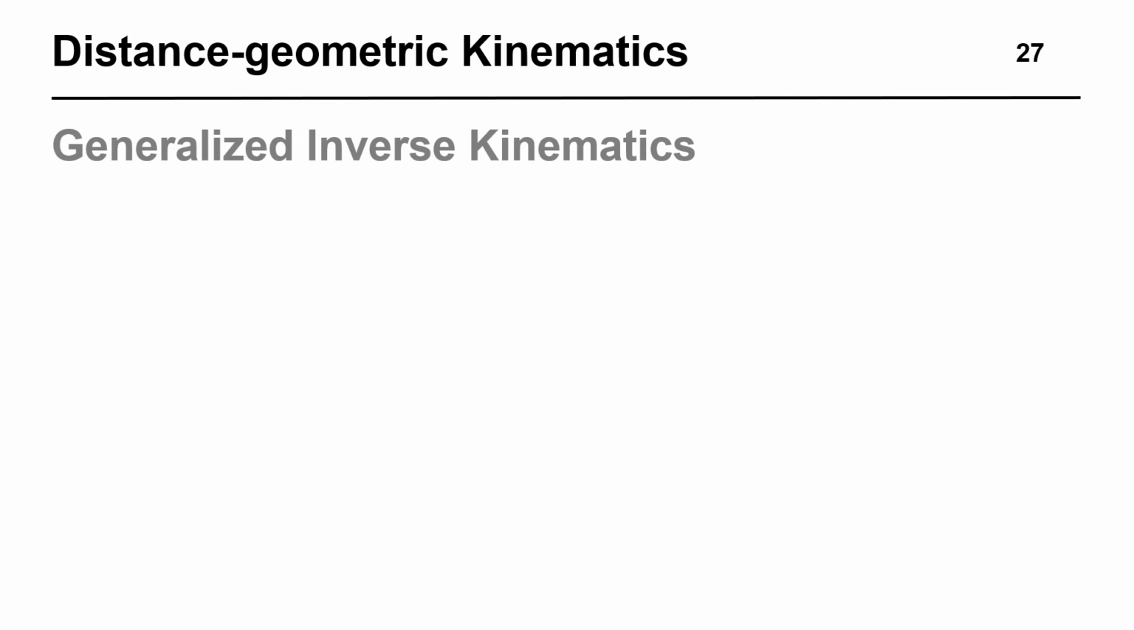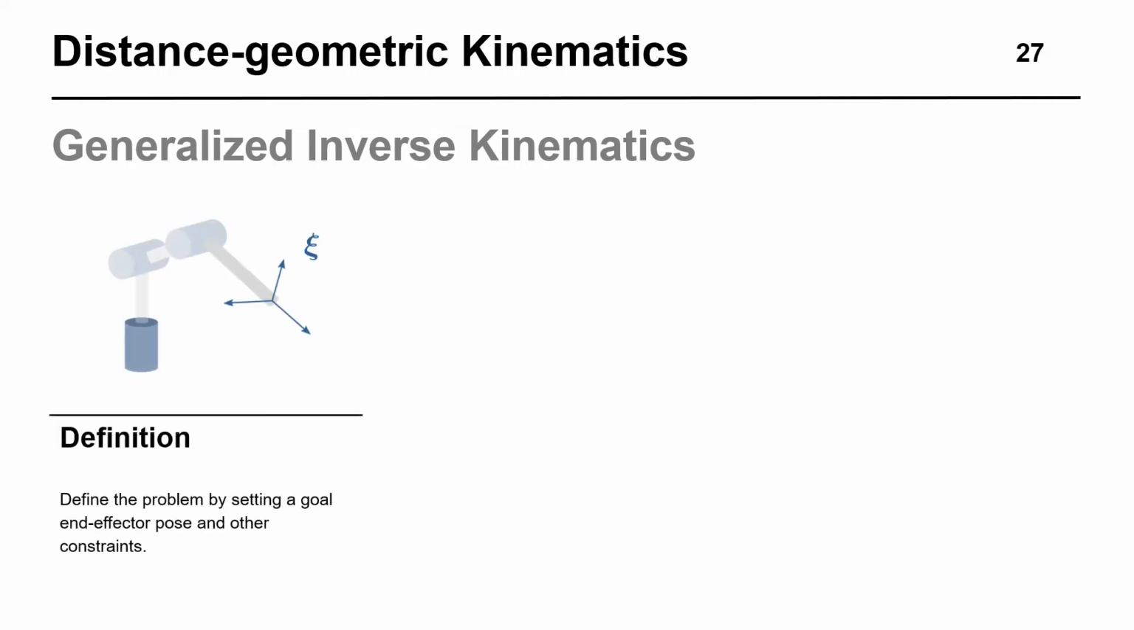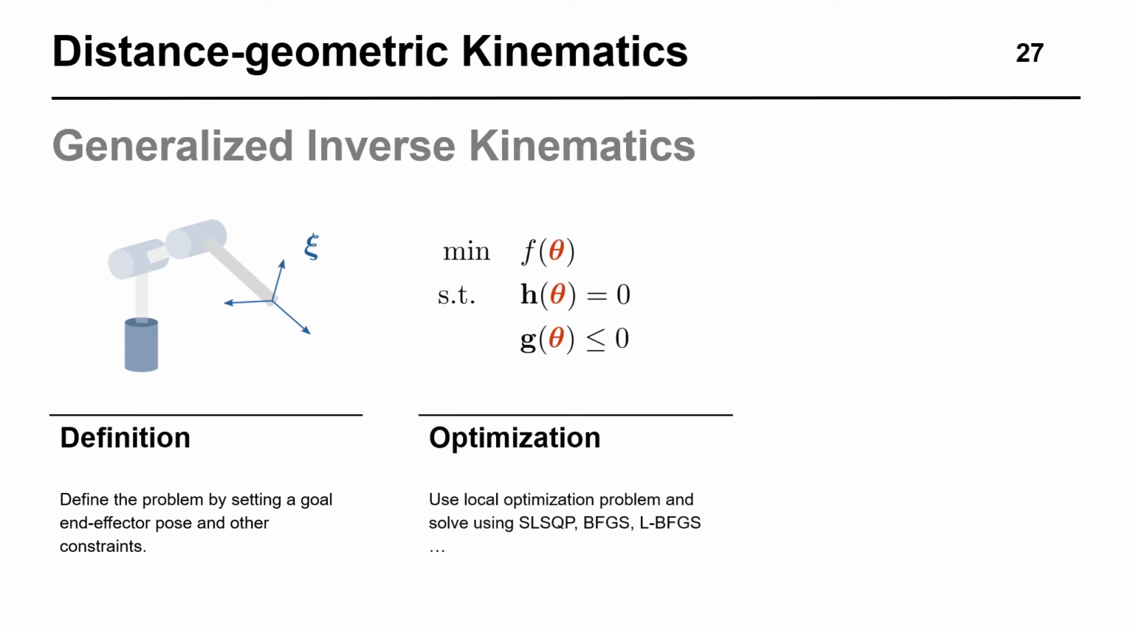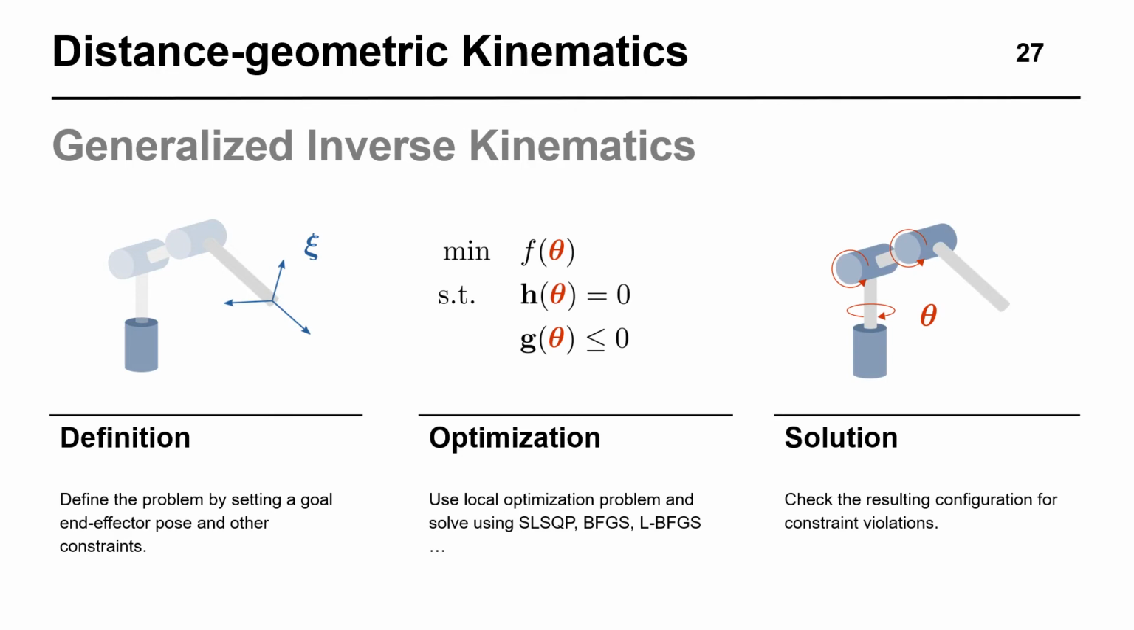Okay, so let's zoom back out to the generalized inverse kinematics problem, which is defined by setting a pose goal and/or other constraints, and then formulating a nonlinear optimization problem. Solving this problem then yields a configuration vector that we can input into the forward kinematic mapping in order to check the solution.